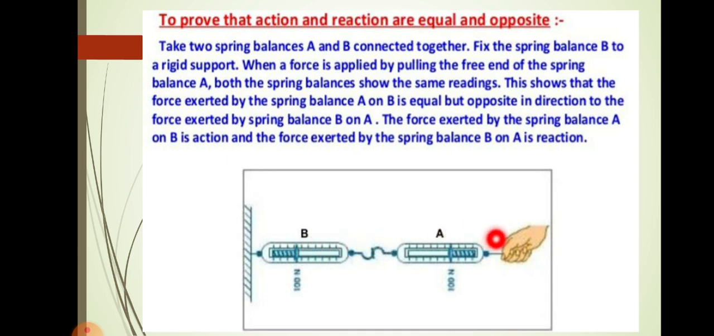So this shows that the force exerted by spring balance A on B is equal but opposite in direction to the force exerted by spring balance B on A. So the force exerted by spring balance A on B is action, and the force exerted by spring balance B on A is reaction. So here also action and reaction forces exist. Next let us study some examples of action and reaction.